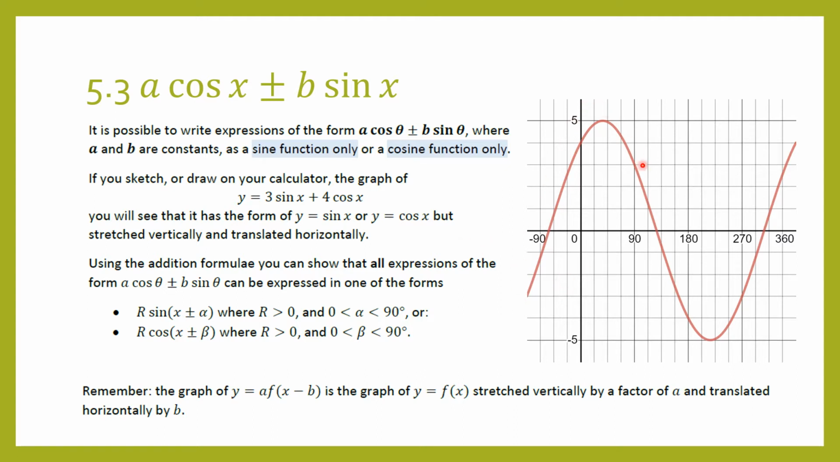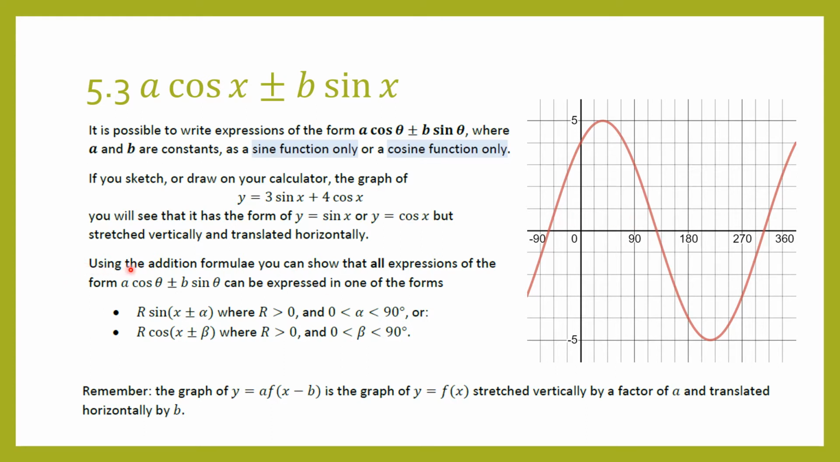It's got that familiar shape, but it's been stretched. The sine and cos graphs only go up to 1 on the y-axis and down to -1. This one's gone up to 5, down to -5. So it's been stretched vertically and also been translated horizontally as well. The sine graph goes through the origin, the cosine graph goes through the y-axis at a maximum point. This one does neither, so it's definitely been moved horizontally.